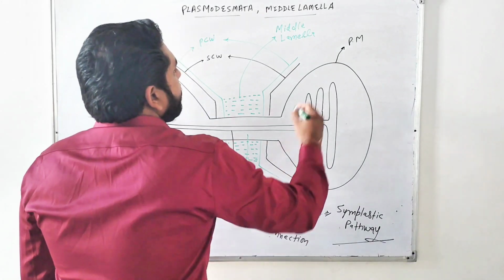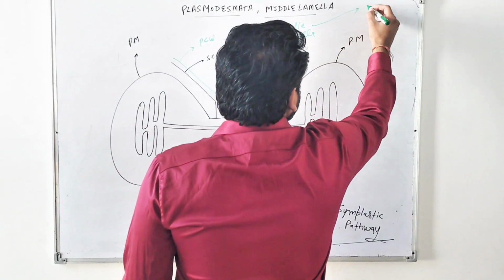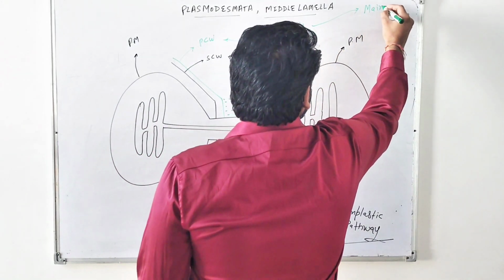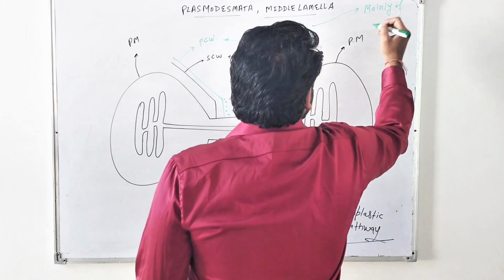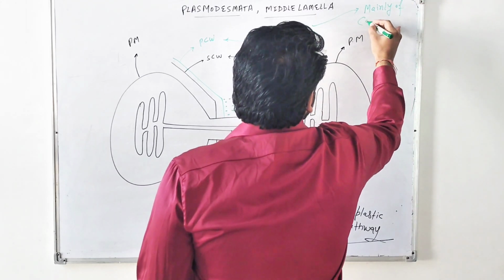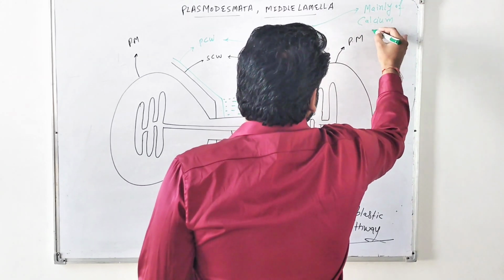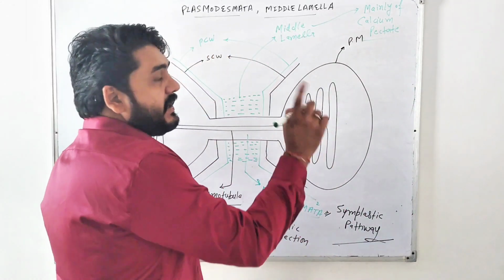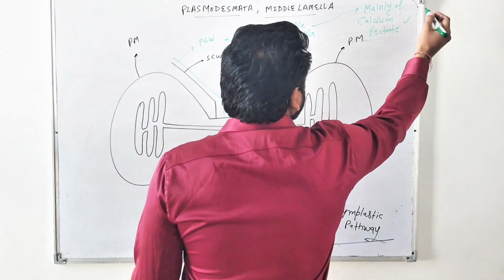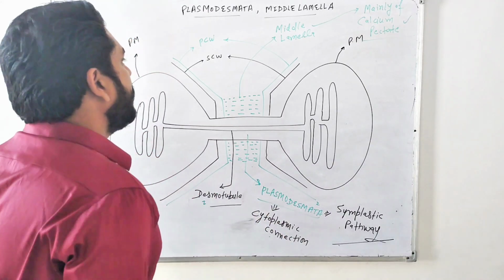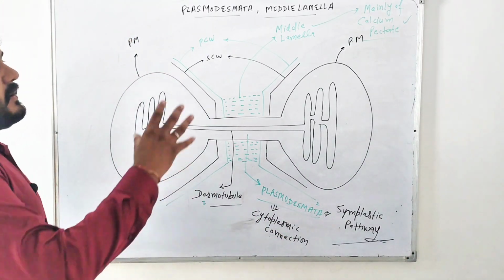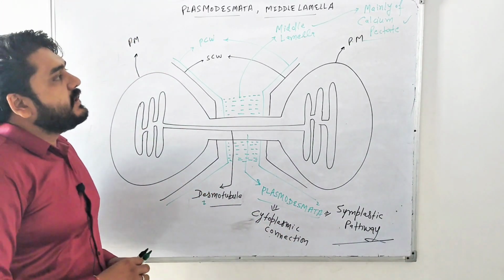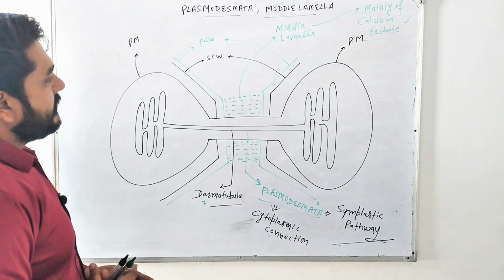And from the exam point of view, you have to remember that middle lamella is composed mainly of calcium pectate. Magnesium pectate is also present, but mainly composed of what? Mainly composed of calcium pectate. Okay. Here calcium will be there and pectin will be there. So mainly composed of calcium pectate.